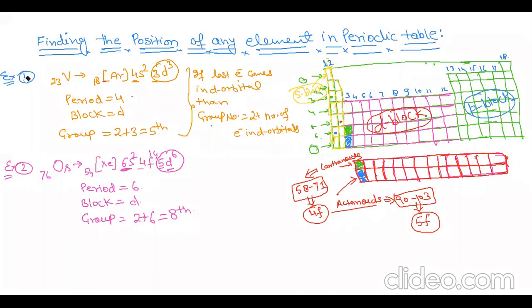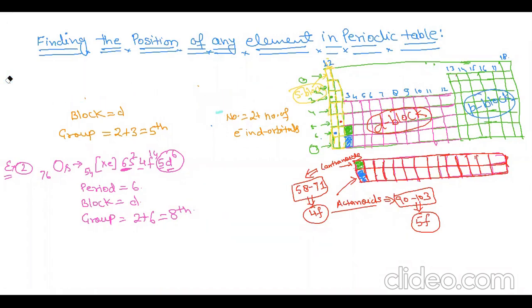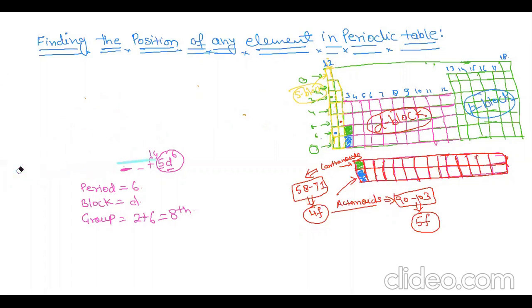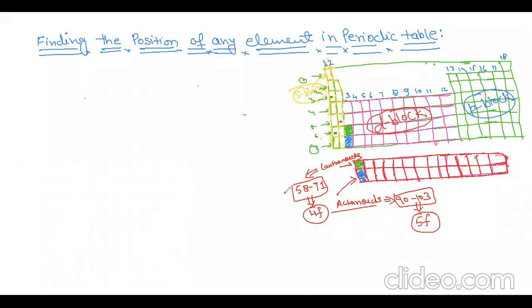And the last one, how to calculate the group number, period and block for the f block elements. Now for the f block, it is the easiest one, because everyone knows that if the atomic number is between 58 and 71, then it belongs to the lanthanoids, and that is the 4f orbital. And the second one, if the atomic number is 90 to 103, then it is 5f. This is also an f block element.